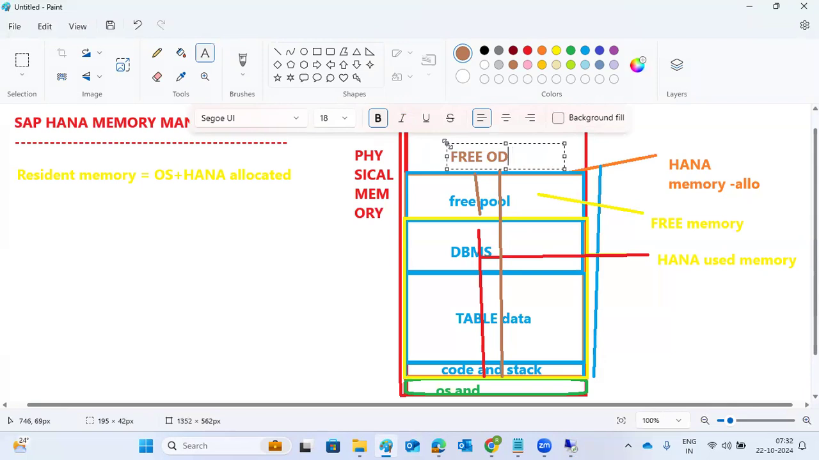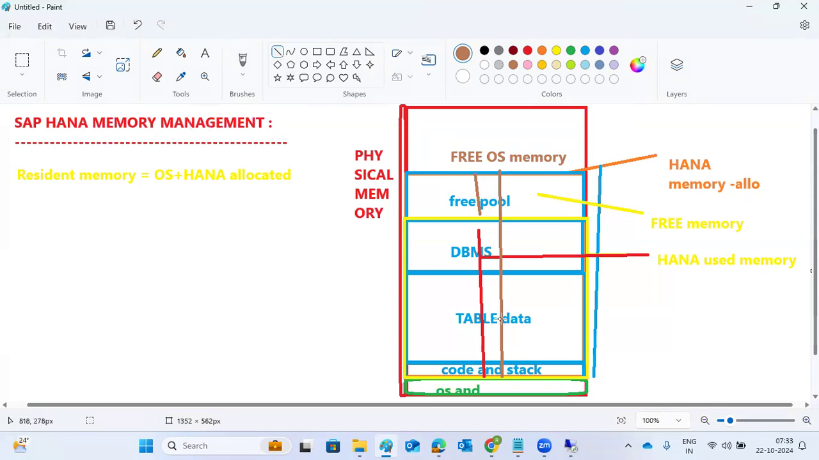At the OS level, we have to use some reservation of the free OS memory, right? At the OS level, we have some free OS memory here. That is the main memory here, right? What exactly is happening here? HANA is using this much memory currently. When new data comes, it will start using the free pool memory.